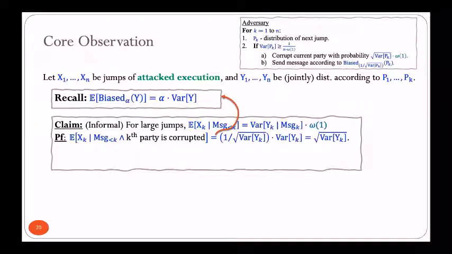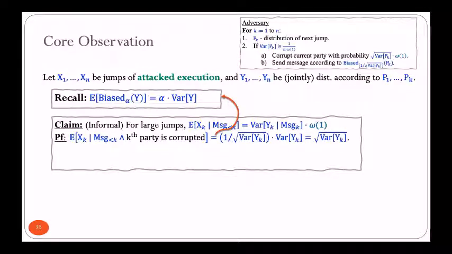Okay, so why is this true? Let's assume that we've decided to corrupt the party holding the kth message. So the expectation of xk conditioned on the history and the fact that this party is corrupted is equal, from our claim on the biased distribution, to 1 over the standard deviation times the variance of that jump, right? Of that jump if it was taken honestly, of pk. And if we multiply these, this is just the square root of the variance.